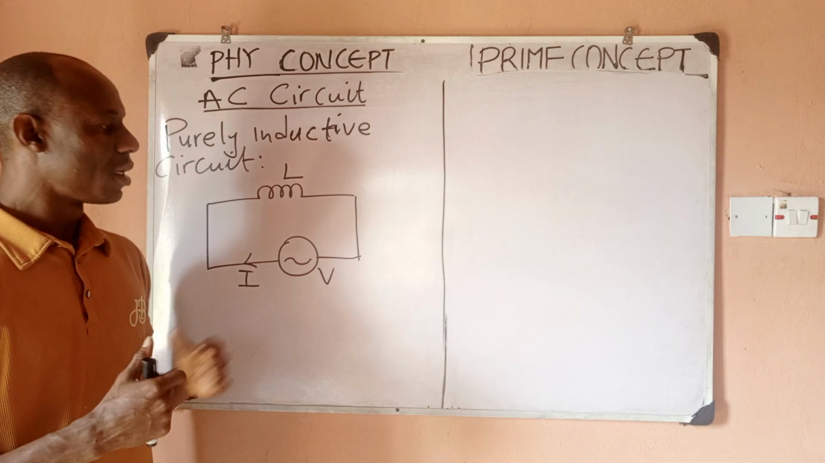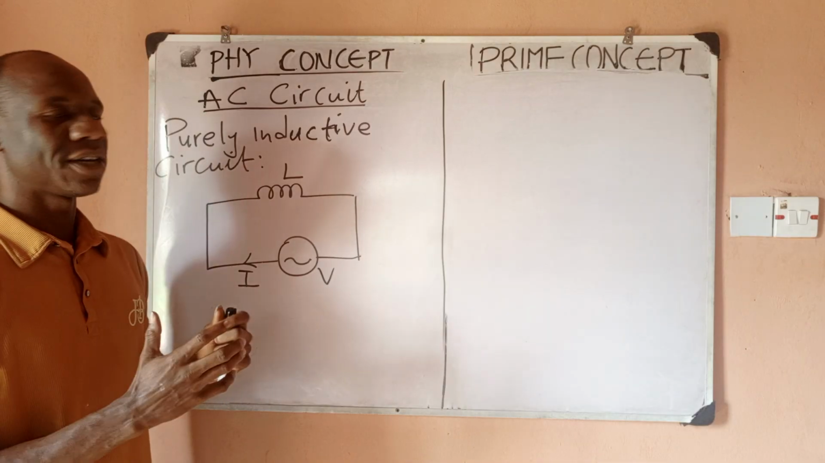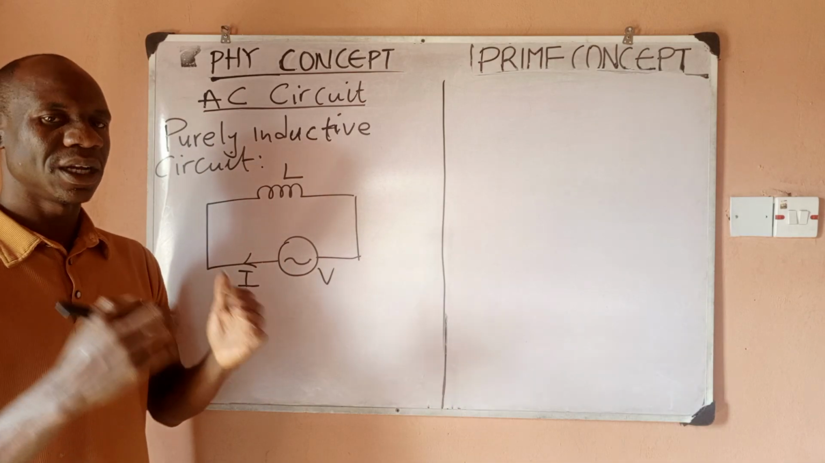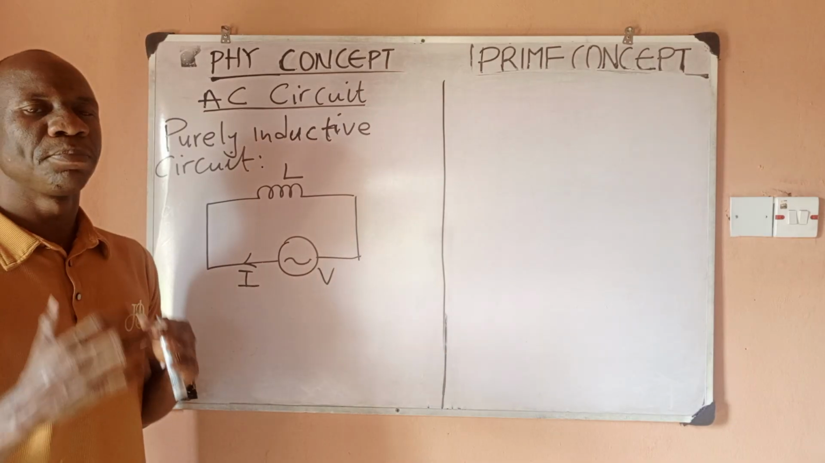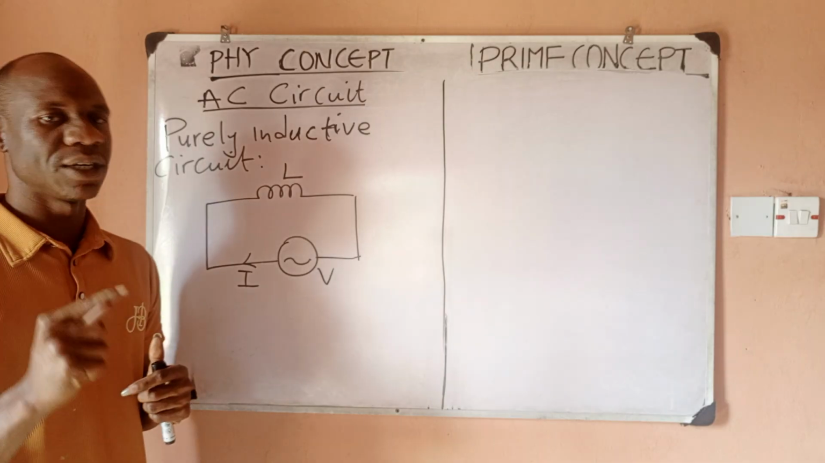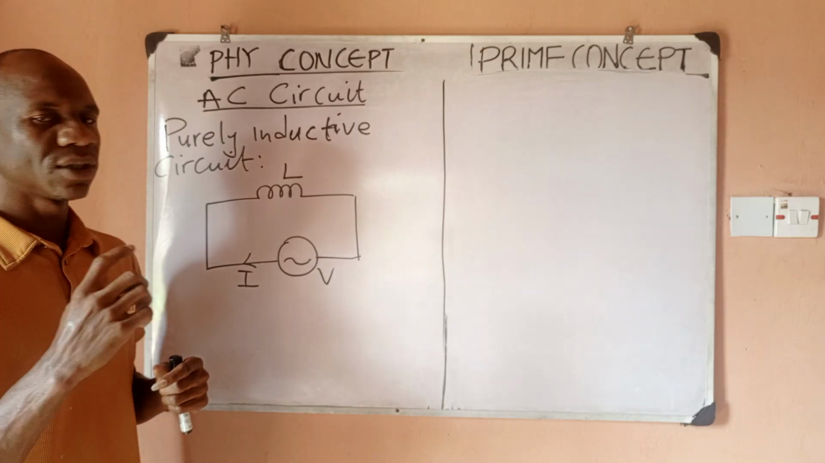Now, very quickly, we want to mention an important point, which we're going to point out from the derivation we make in this video. But let's first mention it before going into the derivation. For a purely inductive circuit, voltage leads current by a phase angle of 90 degrees. So you take note of this.